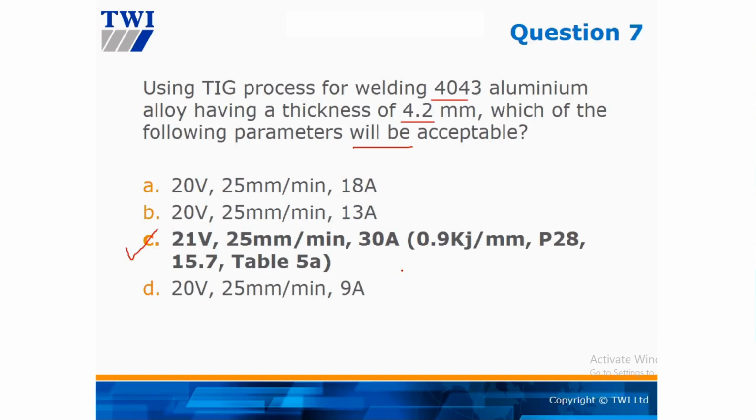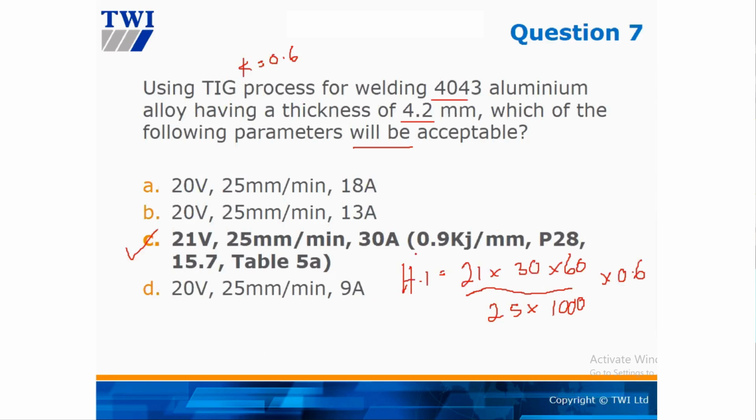for TIG, the heat input equals 21 times 30 times 60 divided by 25 times 1000, and this is TIG. The K factor is 0.6. Then we times with 0.6. So the answer we got from here is 0.9 kilojoule, which is within the range. Okay.